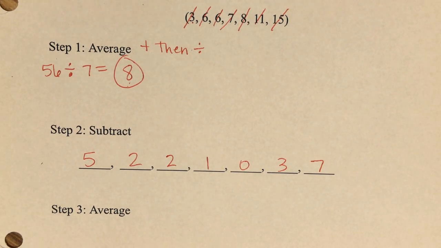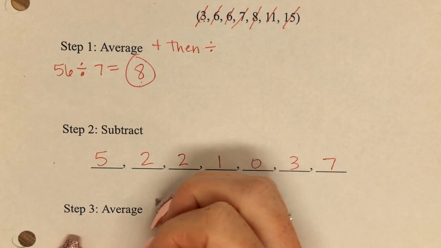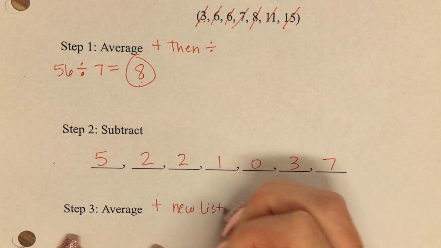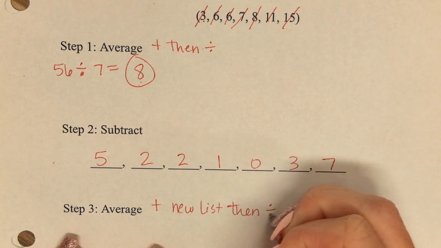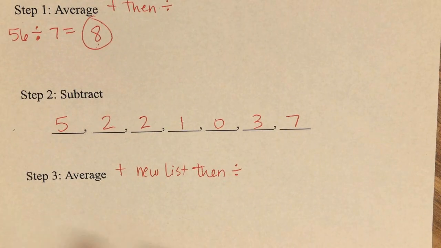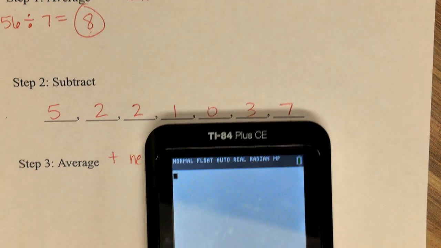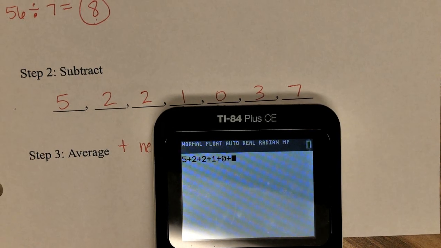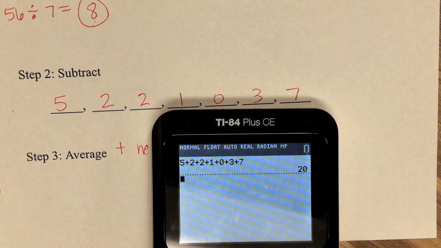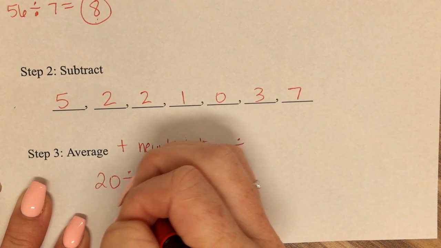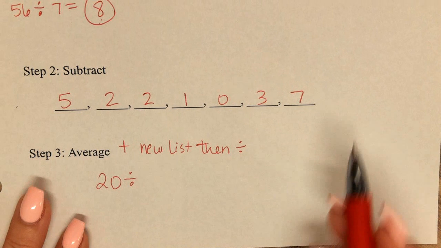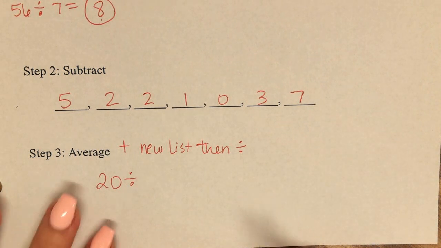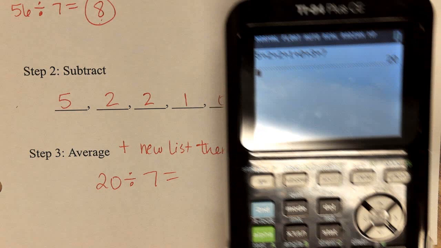All right, now what is step 3? Average the new list of numbers. So you do step 1 all over again, but to these numbers. So you add your new list and then divide again by how many are there. Okay, so I'm going to do 5 plus 2 plus 2 plus 1 plus 0 plus 3 plus 7. I got 20. And then I divide by how many are there. There's 7. If there was 7 in the original list, there's going to be 7 in your new list. And that is your answer.